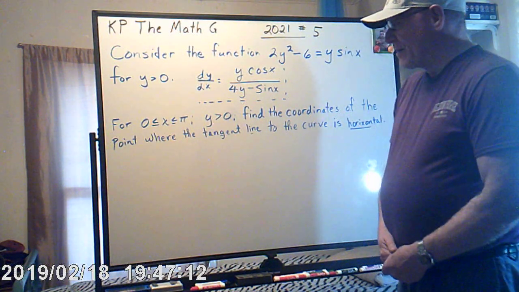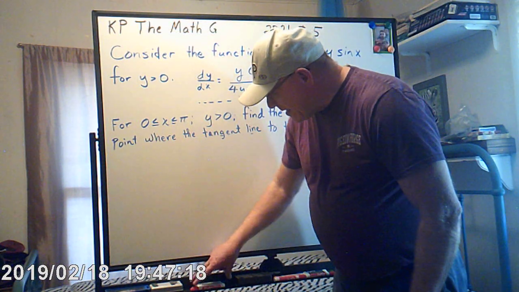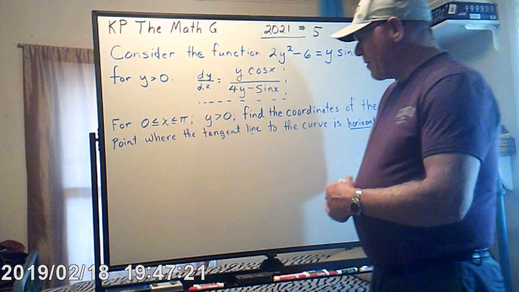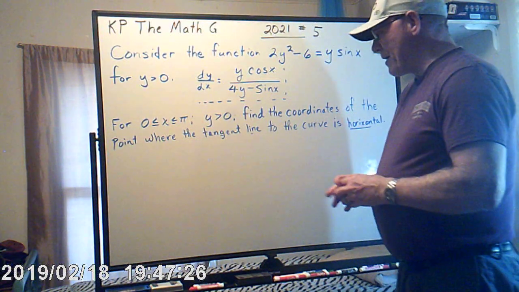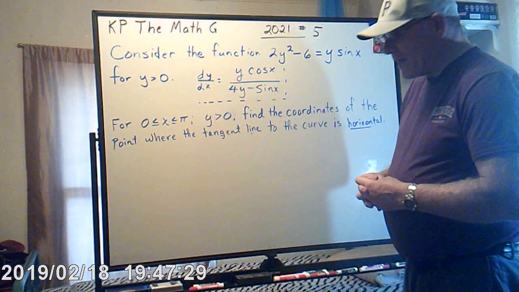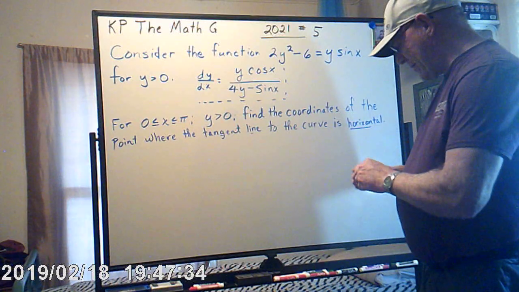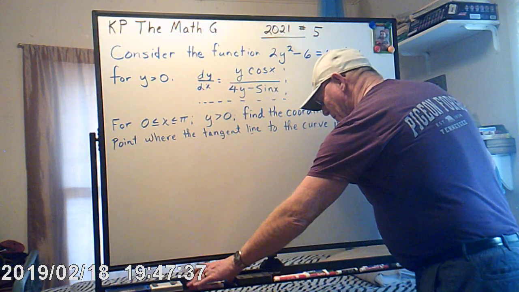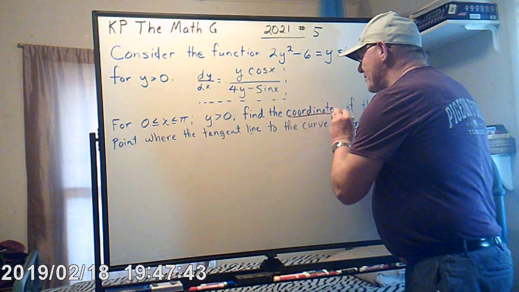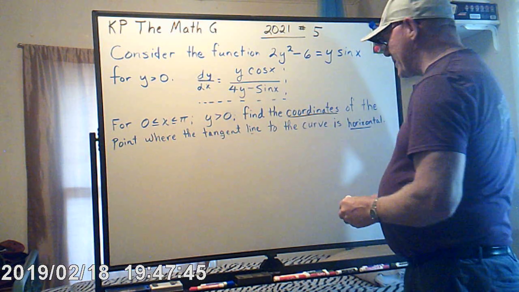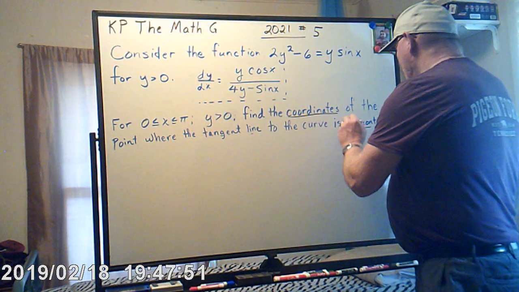All right, so in this particular one, this is part C. It says for x being between 0 and pi, on that closed interval from 0 to pi, where y is greater than 0, find the coordinates. So we are looking for xy coordinates. Find the coordinates of the point where the tangent line to the curve is horizontal.